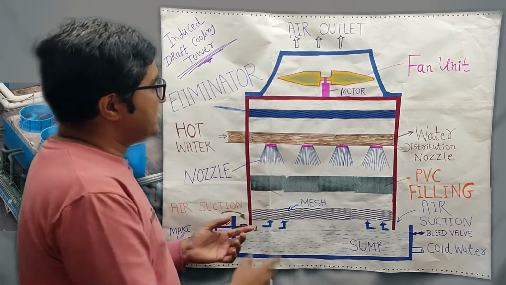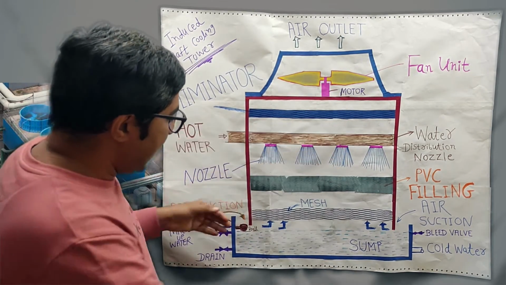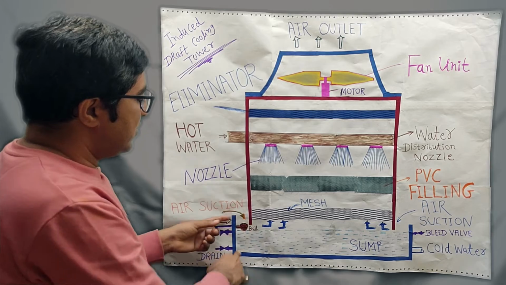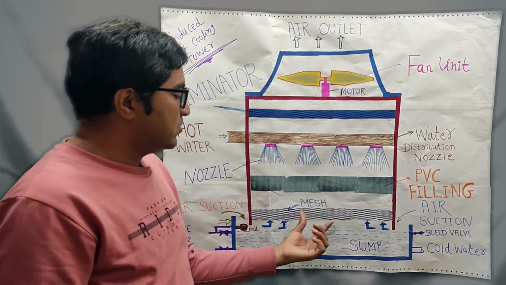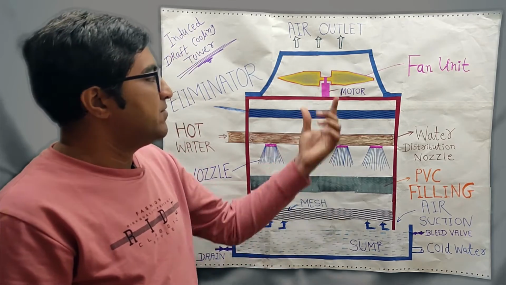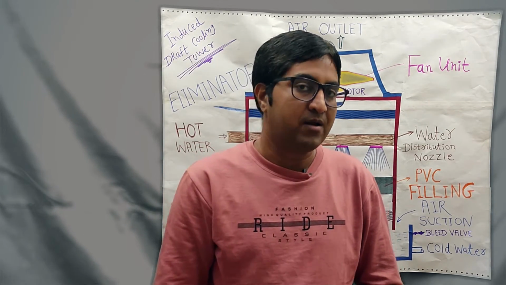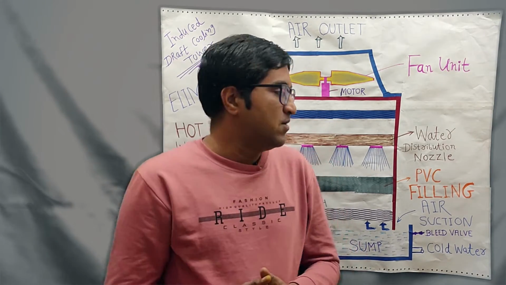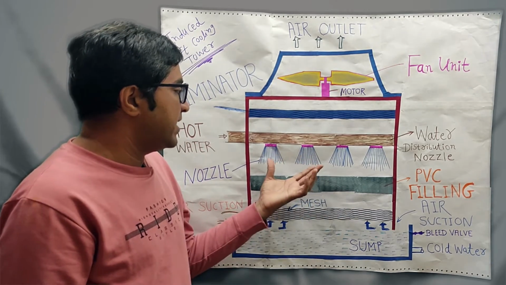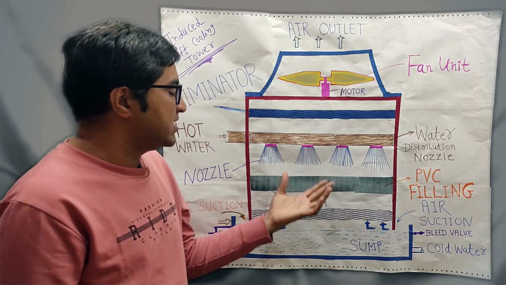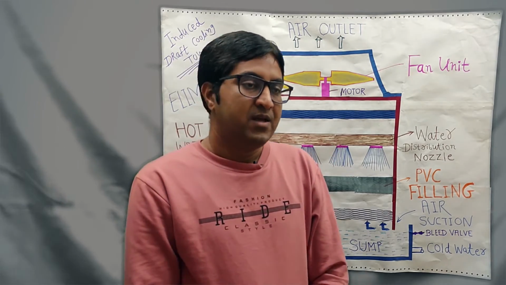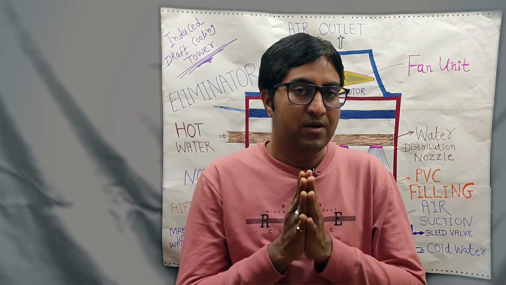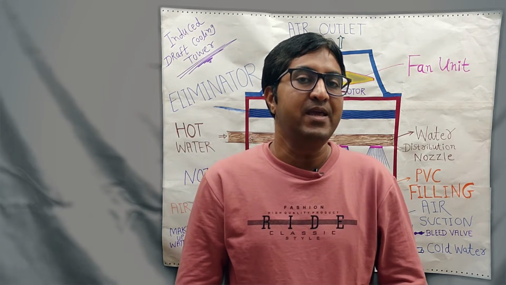Here you can see that the fan sucks the air from the bottom of the cooling tower. Here you can see the air suction. Air is sucked through the bottom side of the cooling tower whenever the fan rotates through the motor. There is an exchange of heat between the air and water, and the water is sprayed through the nozzle. So the contact area of the water increases for heat transfer between the hot water and air. This is the function of the nozzle, to distribute the water, so the contact area for evaporation increases.